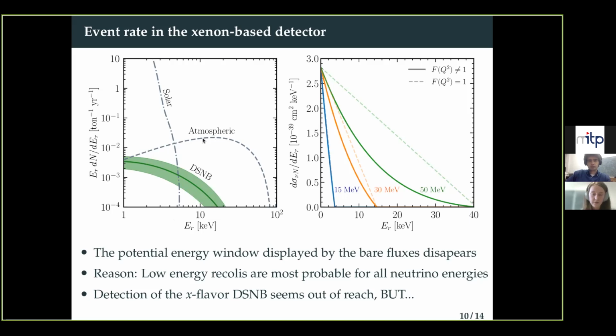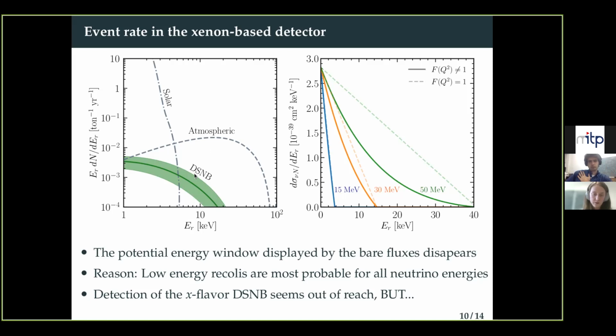And the answer to this is coming from the right figure, because here there is the differential cross-section plotted for different neutrino energies. As we have a larger neutrino energy, we can produce larger recoils, but still the most favorable recoil is the low energy one, which means that basically the atmospheric neutrino flux was smeared over the DSNB toward lower energies, and then it overcame the DSNB.